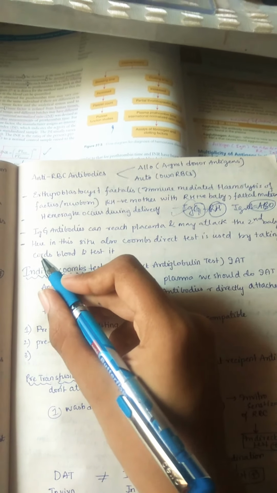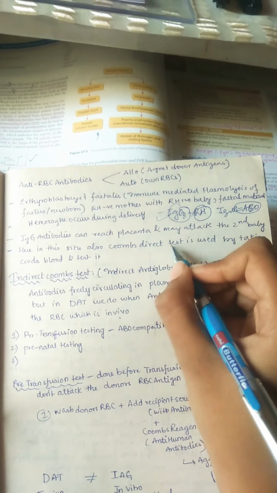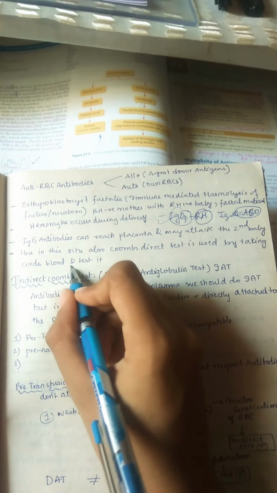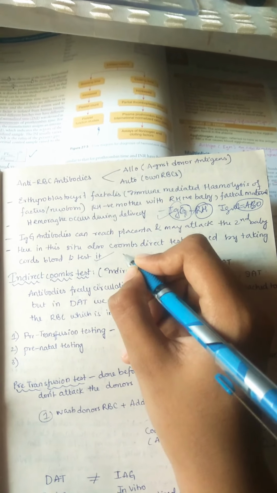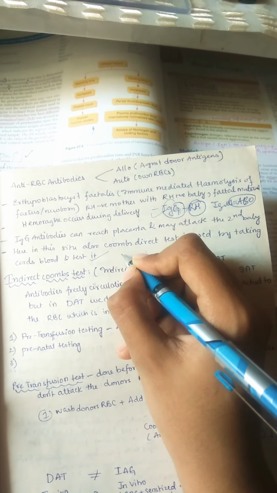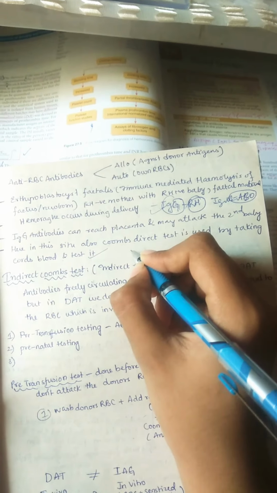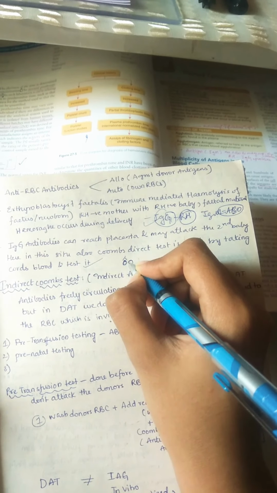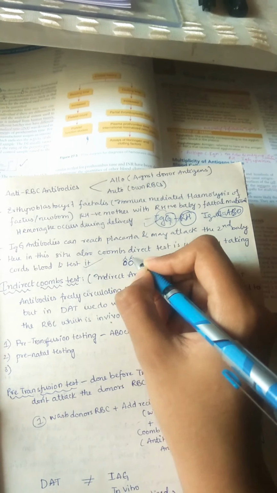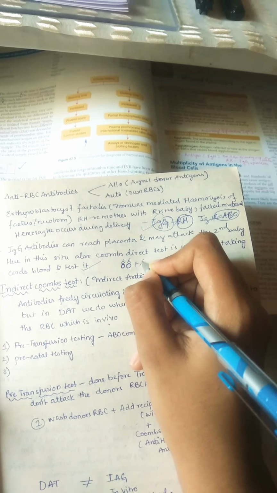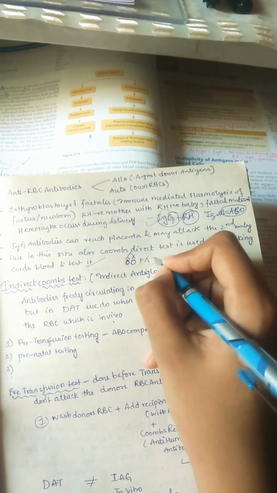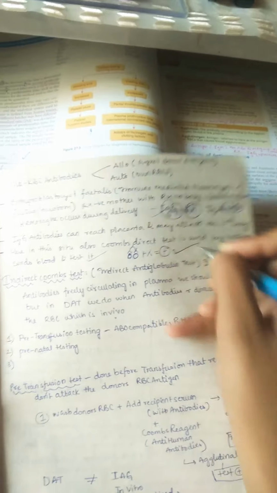In this situation also, the direct Coombs test is used by taking cord blood and testing it. So remember, here also we take cord blood, meaning umbilical cord blood. In the baby there are already antibodies against the RBCs of the baby. This is the RBC of the baby, and these antibodies are from the mother. So this antigen-antibody complex, along with our Coombs reagent, will again form agglutination. So this will also be a positive test.